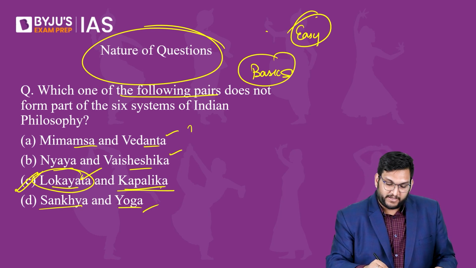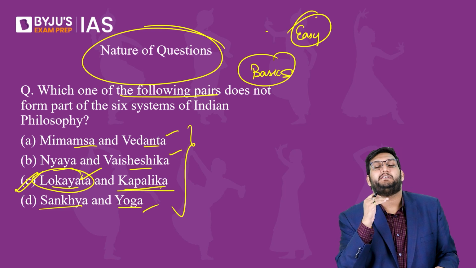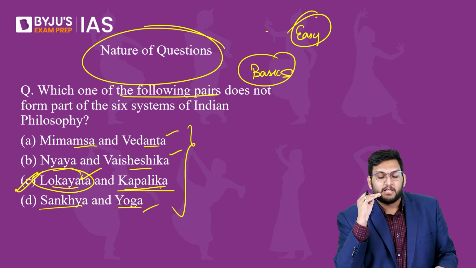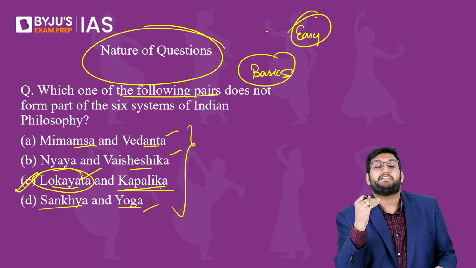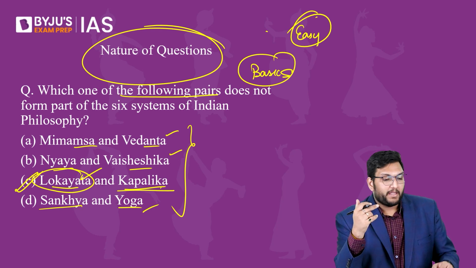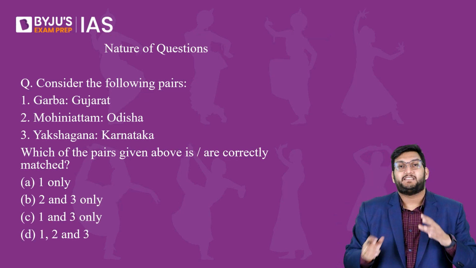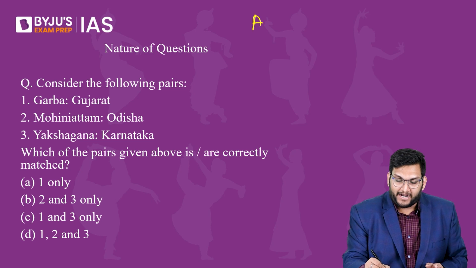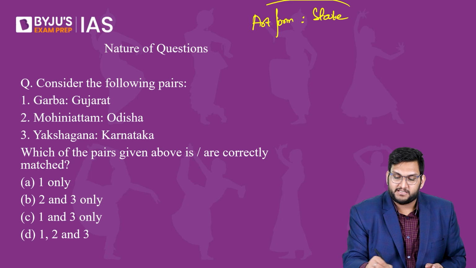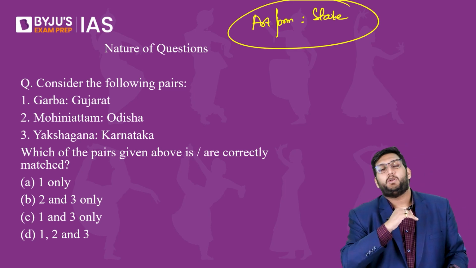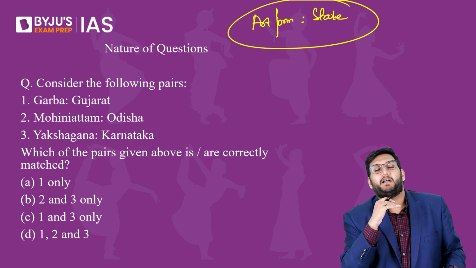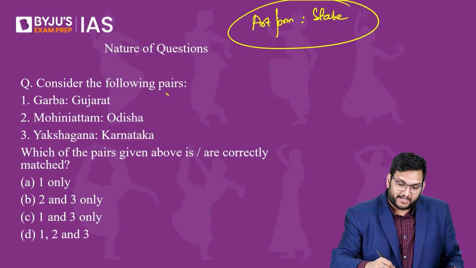Over and above that, it is based on very basic understanding. You don't even need to know the philosophy itself. So it's actually a very representative type of question which comes through. Another type of question which we see, this is a very standard thing, is art form vis-a-vis state. If you can learn this for most of the themes, you will automatically be able to cover most of the questions.